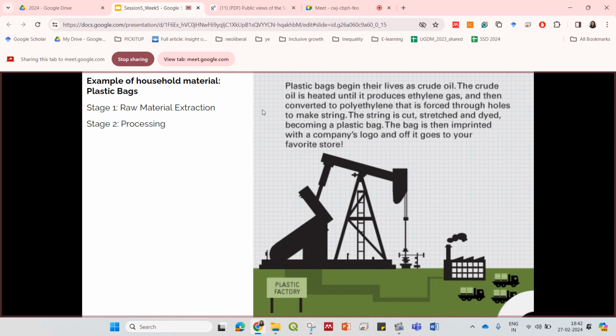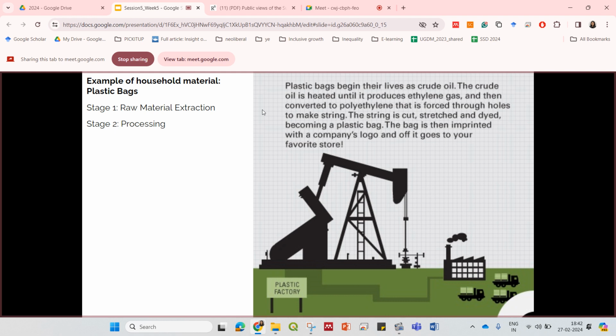The crude oil, which is obtained from natural crude oil reserves, is heated until it produces ethylene gas, and then this ethylene gas is converted into polyethylene through chemical reactions, and this polyethylene is then forced through holes to make it into a string. This string is then stretched and dyed and made into plastic bags.